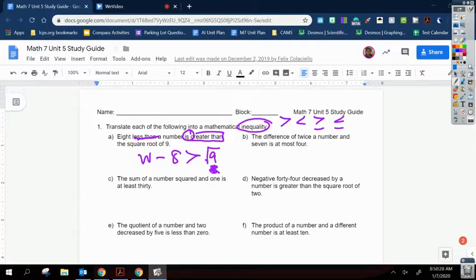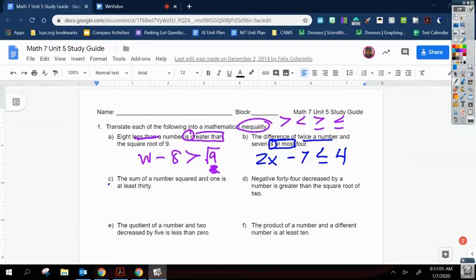B, the difference of twice a number and 7 is, so we see the word is, but it's not equal, it is at most. Is at most is tricky. You see most, and I know you want to think one of these guys, but is at most actually means is less than or equal to, so it's is at most 4. The difference, which means subtraction, of twice a number is not squared, so if you put x squared, that's incorrect. It's twice a number, times 2. The difference between twice a number and 7 is at most 4.